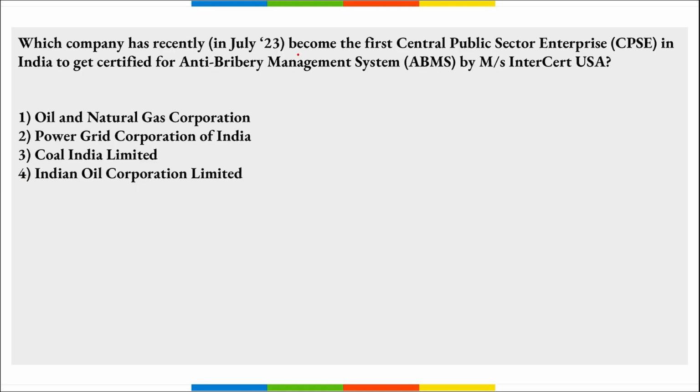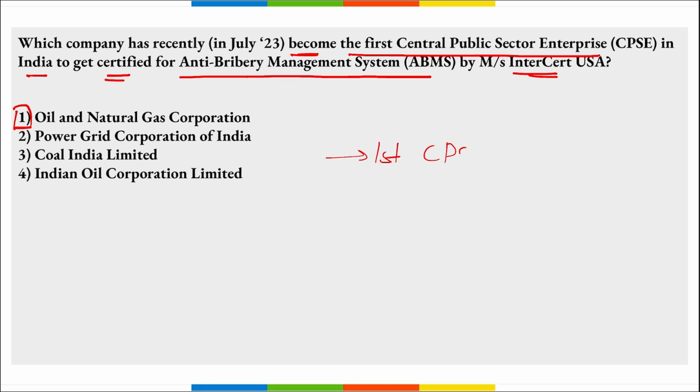Next, which company has recently become the first central public sector enterprise in India to get certified for anti-bribery management system by MS Intercert USA? So which is it? It is your Oil and Natural Gas Corporation, that is ONGC, the largest crude oil and natural gas Maharatna company in India, and it became the first CPSE in India to get certified for anti-bribery management system, and it was by Intercert USA. This is an internationally accredited certification body in the USA. Correct? So it is your ONGC.